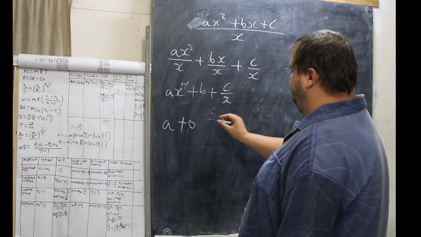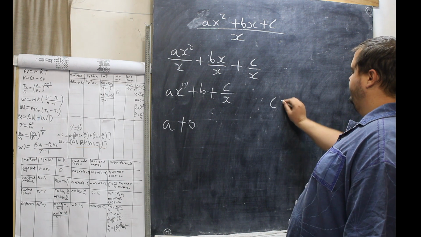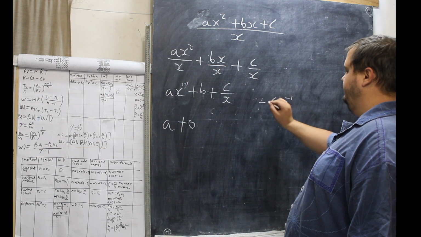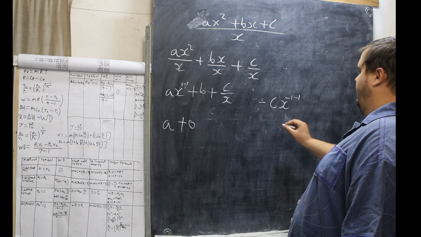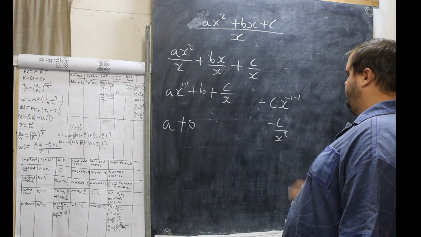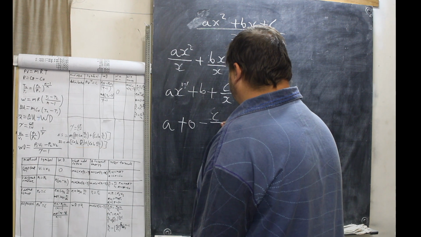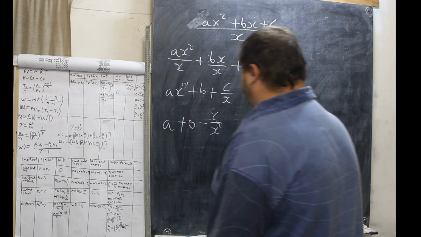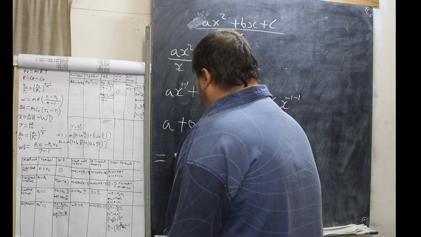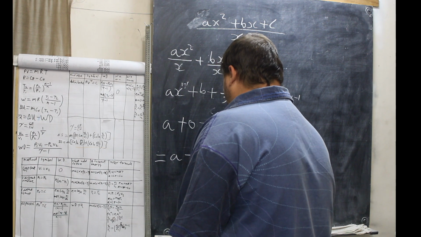Now, this is a little bit interesting. This is going to be c times x to the minus 1. So we differentiate, that becomes minus c times x to the minus 2. So that's minus c over x squared. So our final answer is a minus c over x squared.